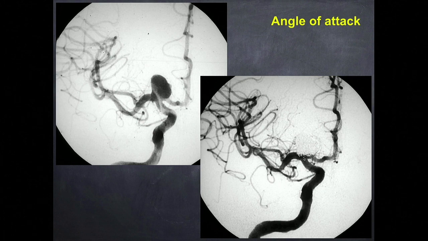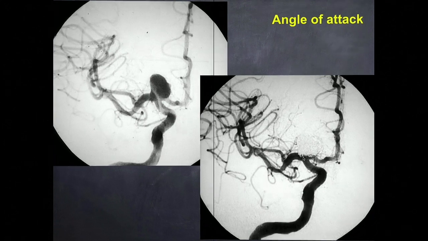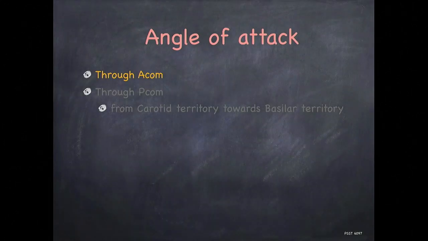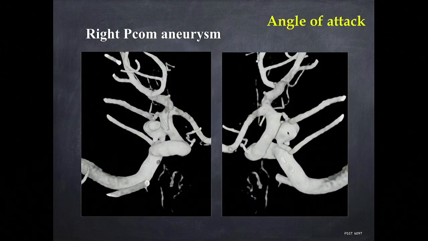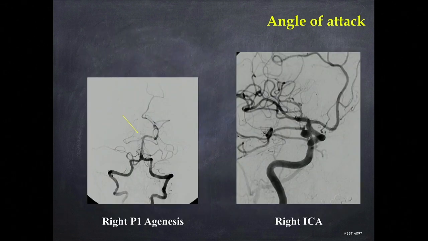So you can navigate through the ACOM to treat a PCOM aneurysm. This is a PCOM aneurysm, ruptured, as you can see. It's a very large neck. It's impossible to place the balloon in the PCOM, because of the very important angulation. And you have to preserve the patency of the right posterior cerebral artery because there is no P1. So you should coil and preserve the patency of the PCOM.